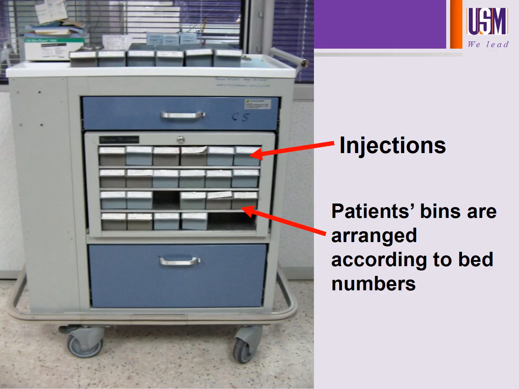So once all the bins are ready, we can arrange all the patient bins according to the bed number. Usually the injection bin will be kept at the upper right hand side, but other bins are all based on patient bed number.